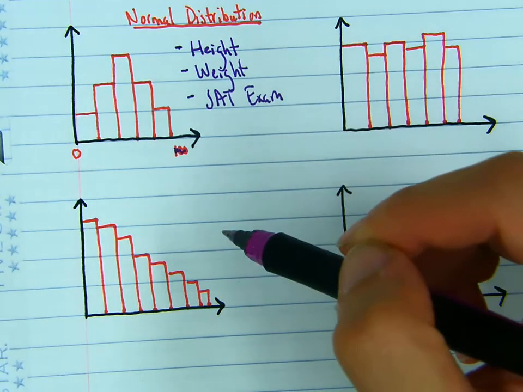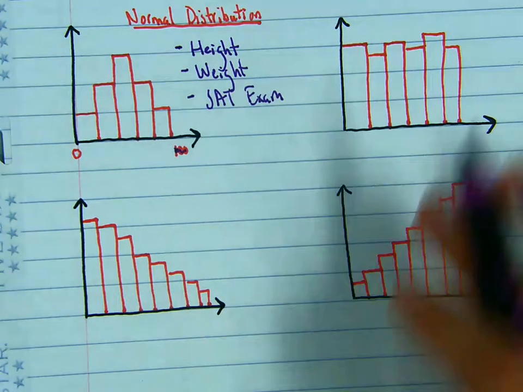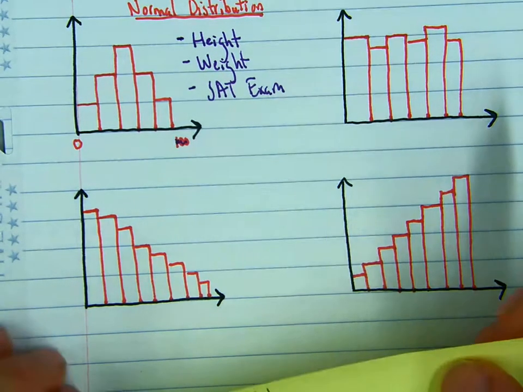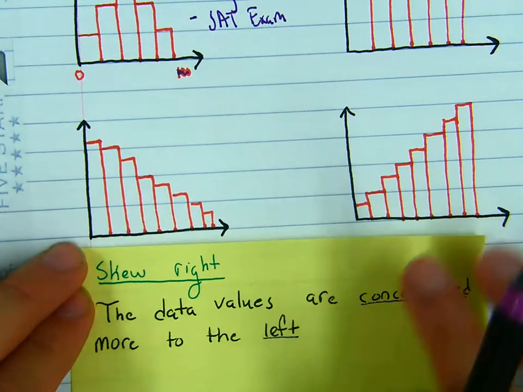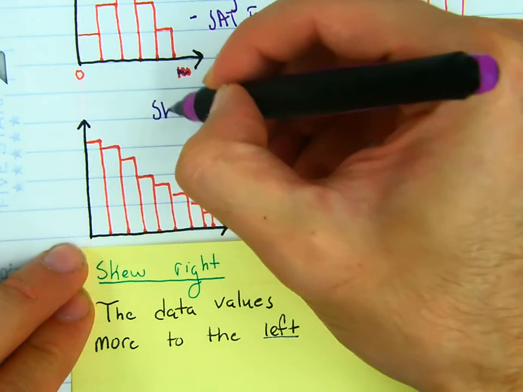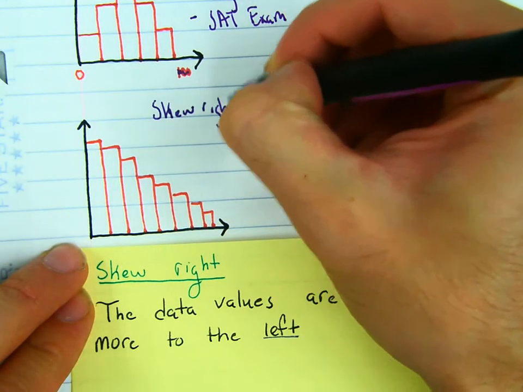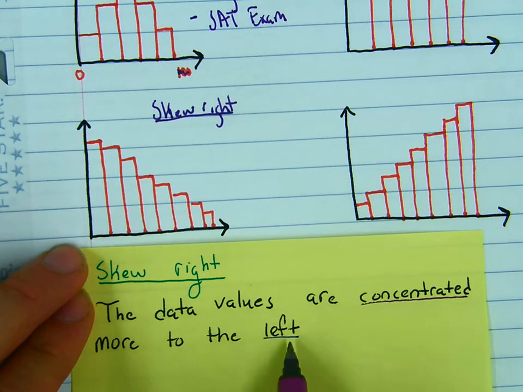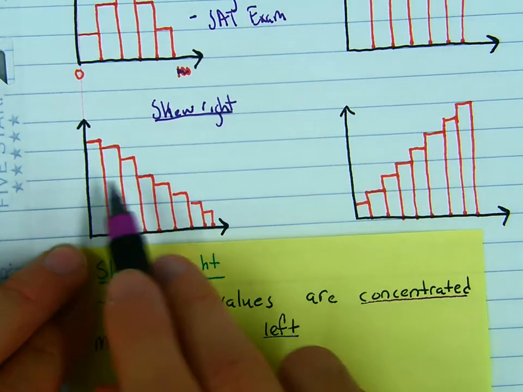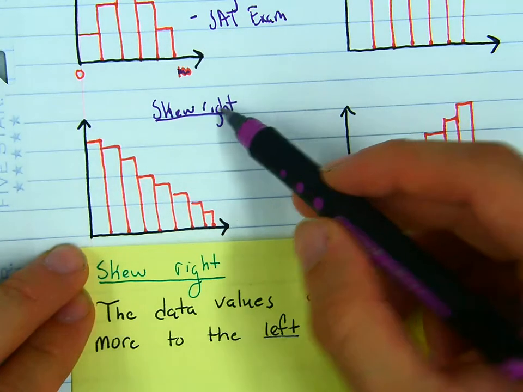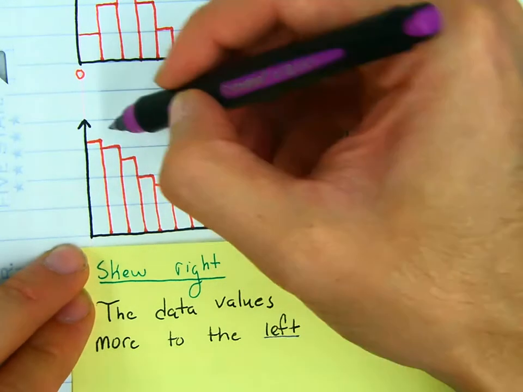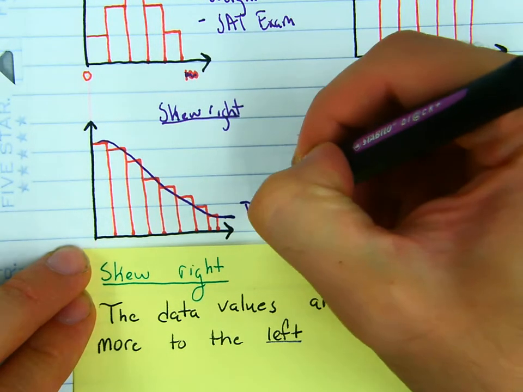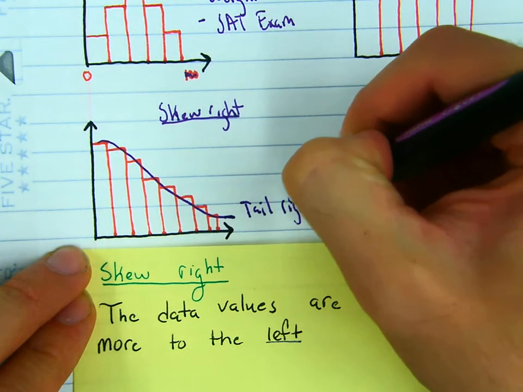Let's take a look at this one over here. What do you notice about this picture? This is what we call a skew right. Now here, what do you notice about the data values? They are concentrated more on the left side. It's more left heavy. And the reason why we say it's called skew right is because it kind of goes like this. It has this tail on the right side.